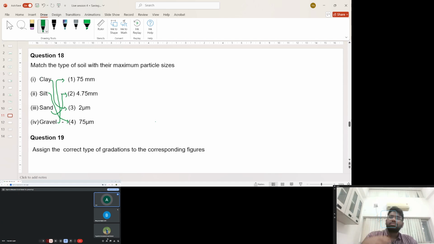So the type of soil with the maximum particle sizes: clay corresponds to size less than 2 microns, silt is between 2 microns and 75 microns, sand size is between 75 microns and 4.75 mm, and gravel size is between 4.75 mm and 75 mm, right?